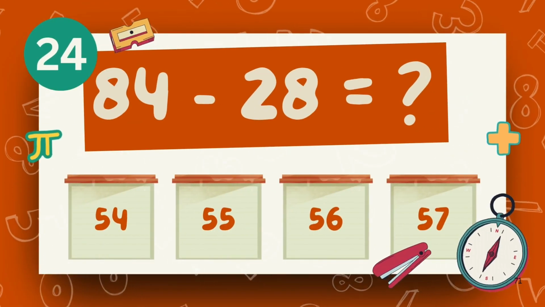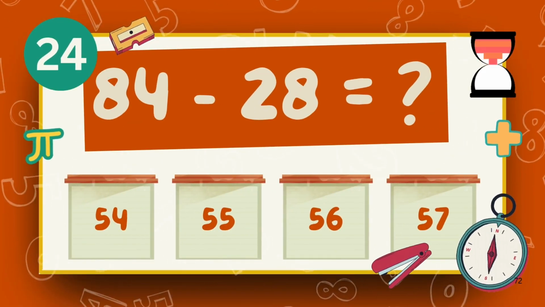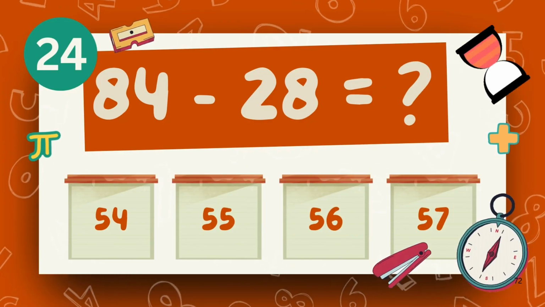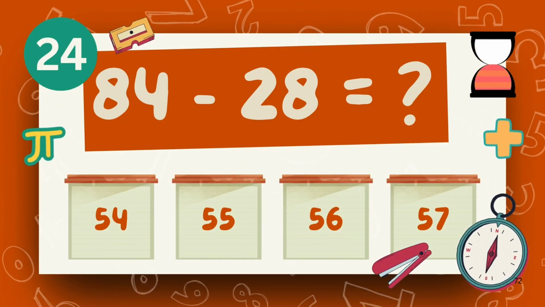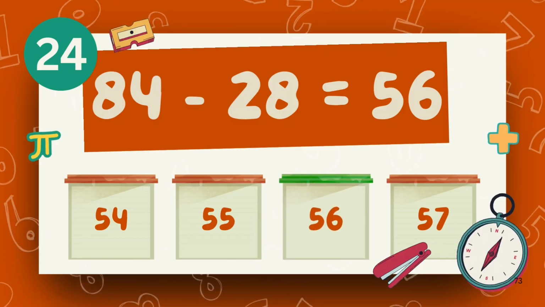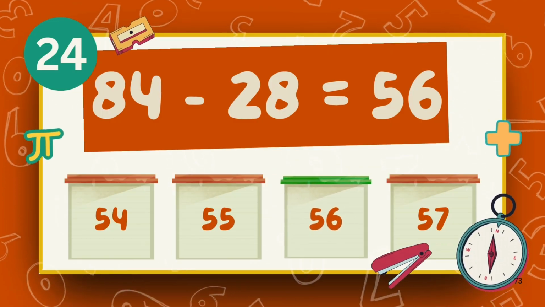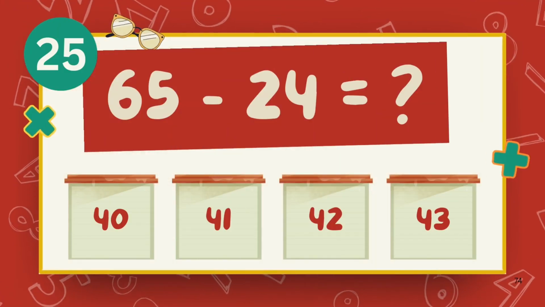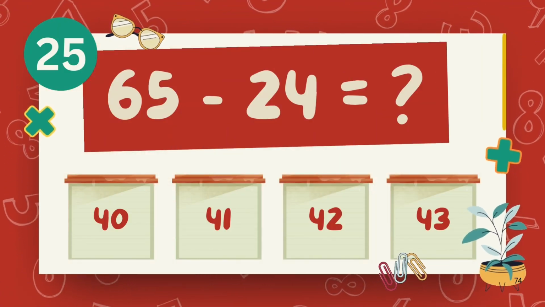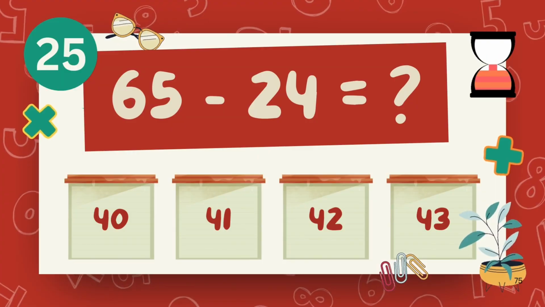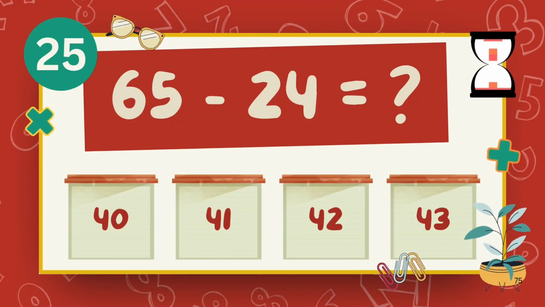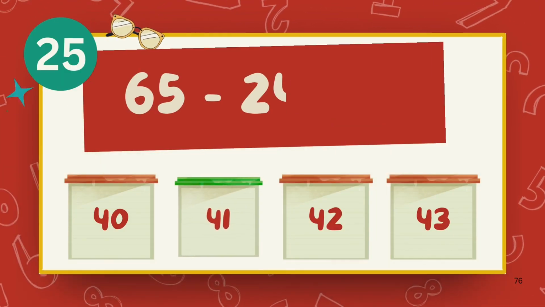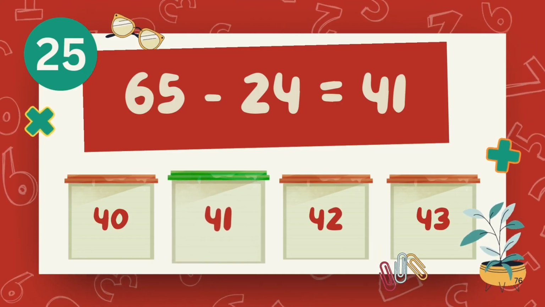What is 84 minus 28? The answer is 56. What is 65 minus 24? The answer is 41.